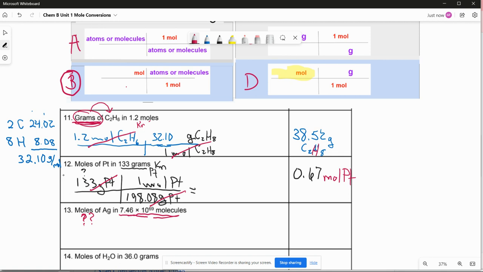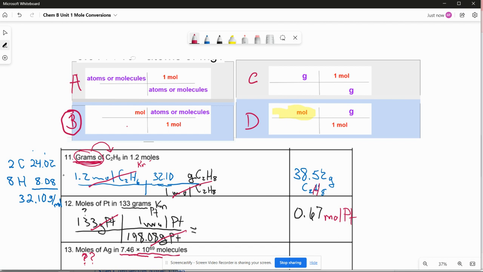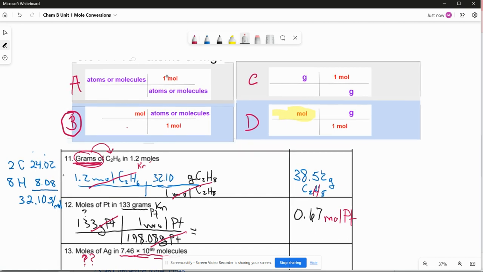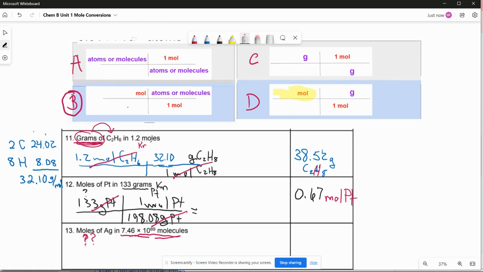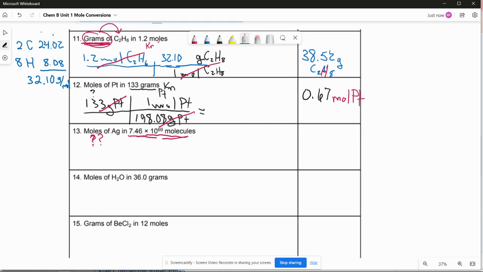We want to be sure we're ending up with an equation that ends with moles. It has to have moles in this position right here. And we're starting with molecules. So that means we are going to choose equation A. You'd want to copy that down, copy the units down so that you get that right.